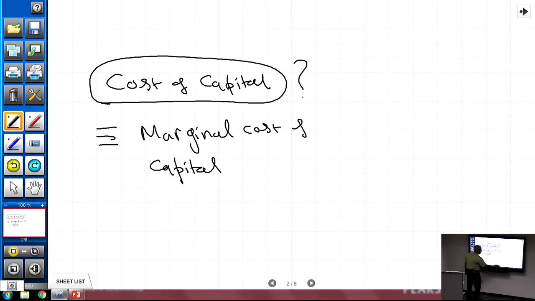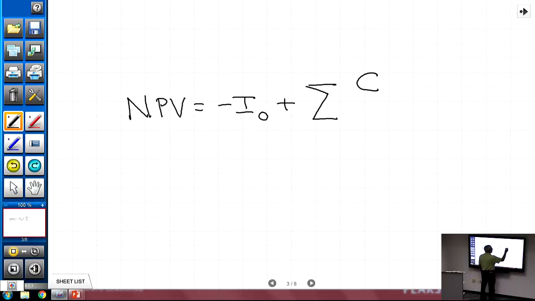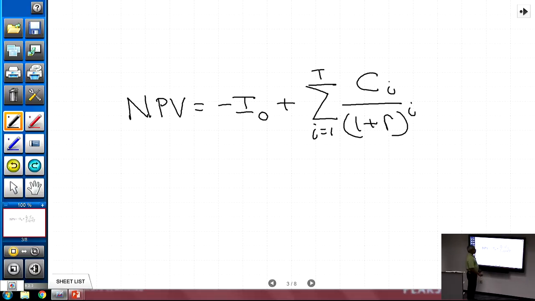Because if you recall from your capital budgeting, net present value, generally speaking, is initial investment plus the present value of future cash flows for i equal 1 to T. So essentially what I'm doing is C1 divided by 1 plus R, plus C2 divided by 1 plus R squared, plus C3 divided by 1 plus R cubed, and so on, all the way till T. So that's the equation that we had used to calculate net present value.